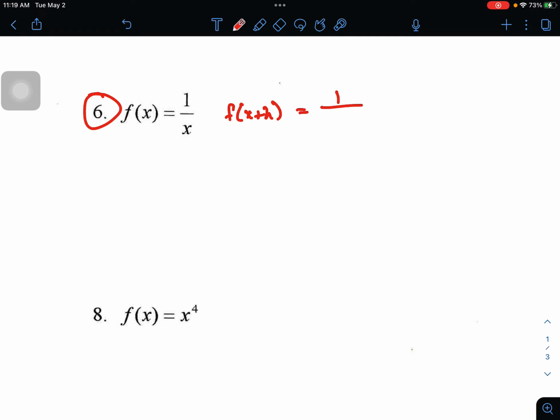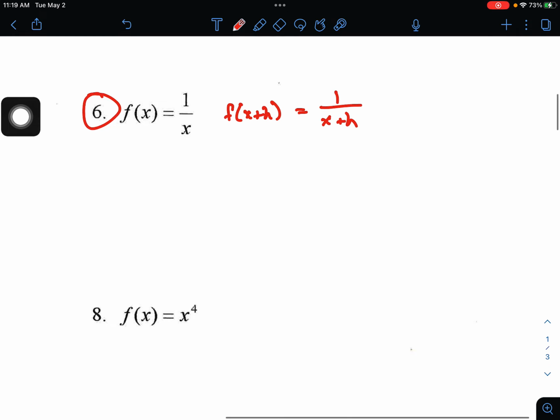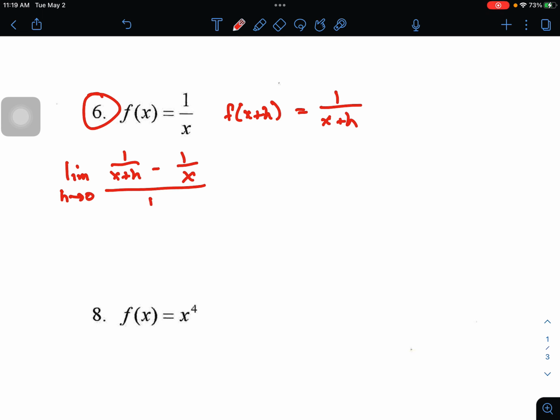is 1 over, take the x out, put x plus h in its place. So there's your y1 and your y2 basically. This is your y2, this is your y1, your original equation. Okay, so again, we're going to find the limit as h approaches 0, as the distance between those two basically goes to 0. 1 over x plus h minus 1 over x all over h.